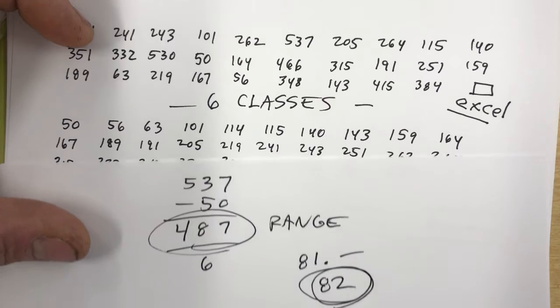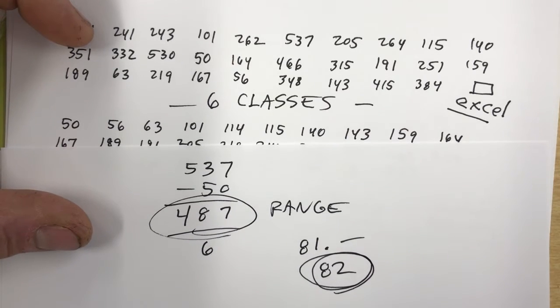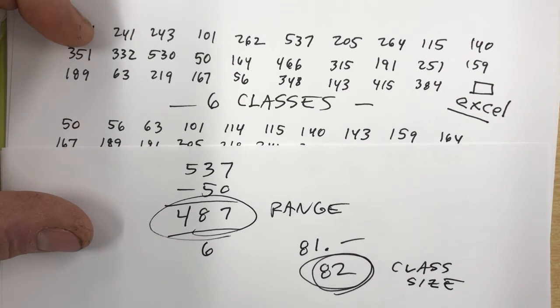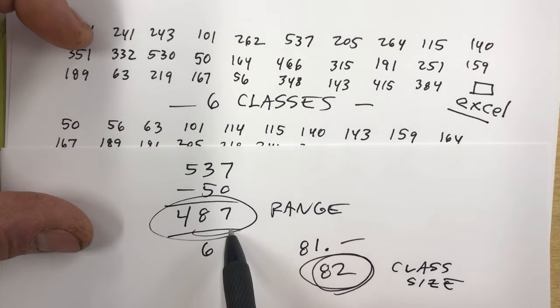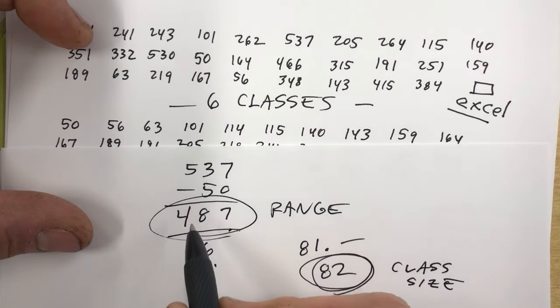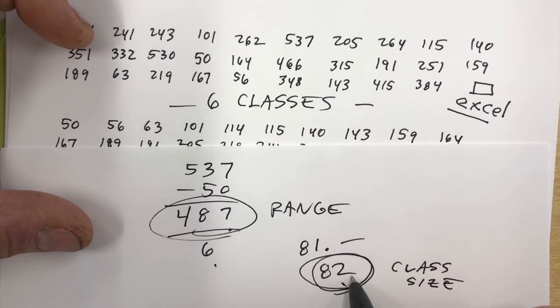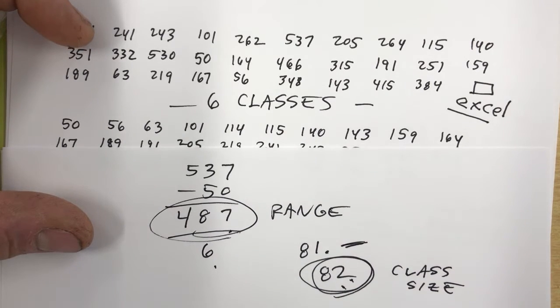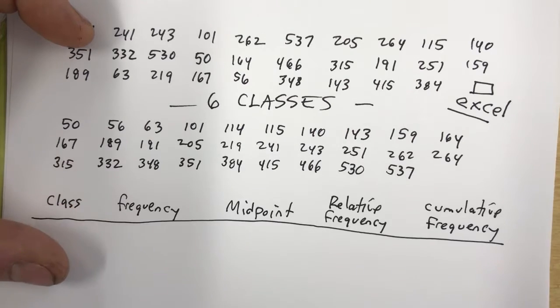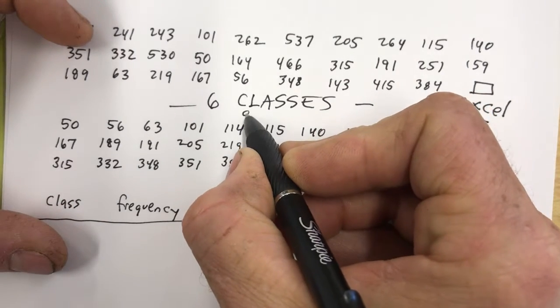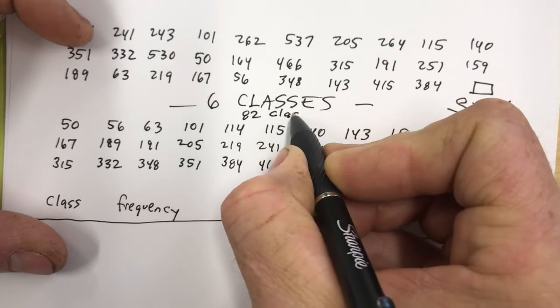So 82 would be my class size. This is my class size, 82. So I take my range, 487, I divide by 6, which is 81 point something, which rounds up to 82. You always round it up no matter what your something is. All right, so 82 is my class size. So I'm going to put right over here, 82 class size.